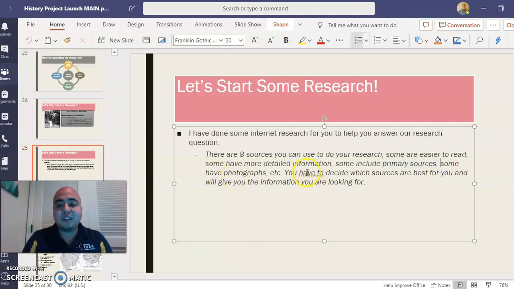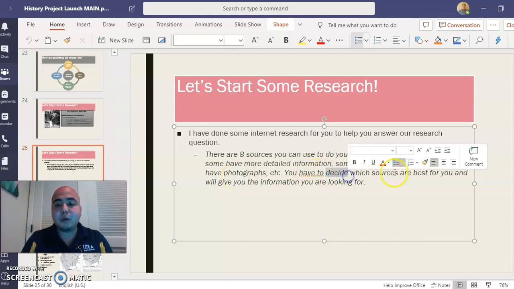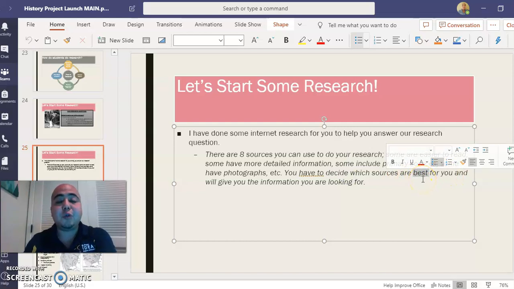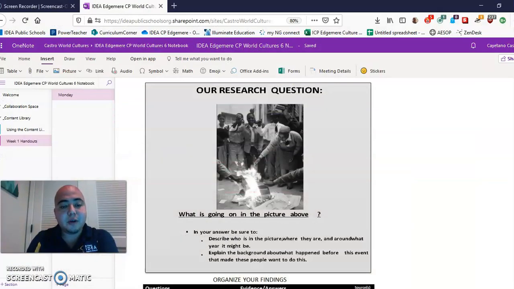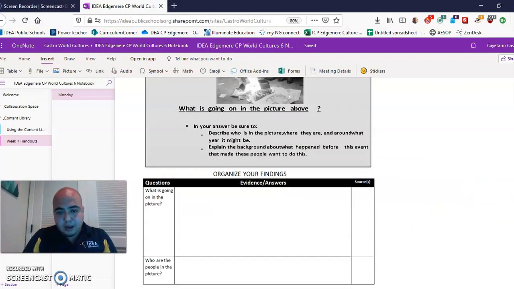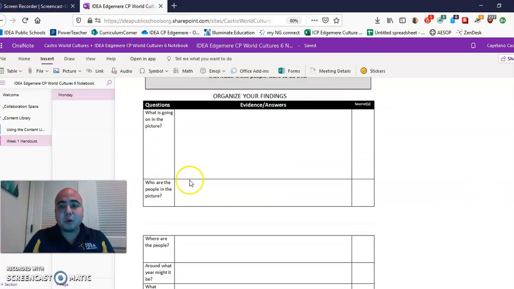So you have to decide which sources are the best. This is the key part, the best. Which sources do you think are more reliable, or the best for you, and will give you the information that you're looking for. You can find those in the same file from your notebook. If you scroll down, you're going to be using this organizer to write your responses.